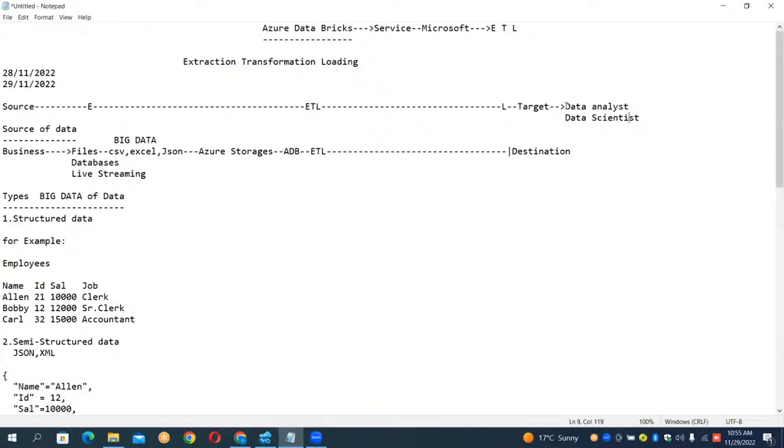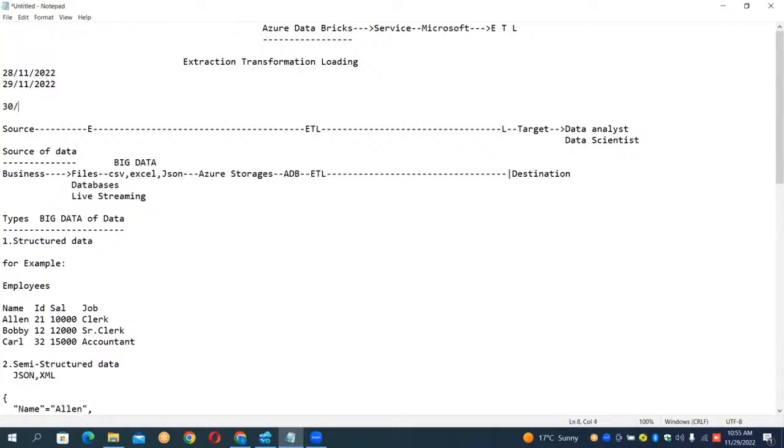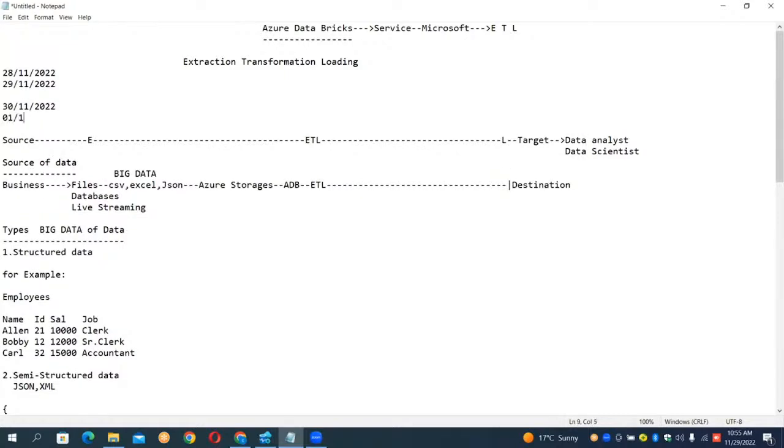Suppose now, tell me, you have the 30/11/2022 and 01/12/2022. Now tell me, these dates are available right now, or not? Yes, guys, these dates are available, but the data is not available. That means dates are available, but data is not available. That means this is future prediction. So all the predictive analysis will be done by the data scientist.